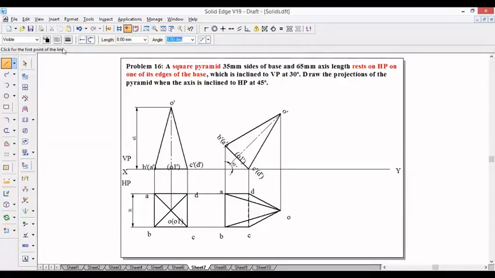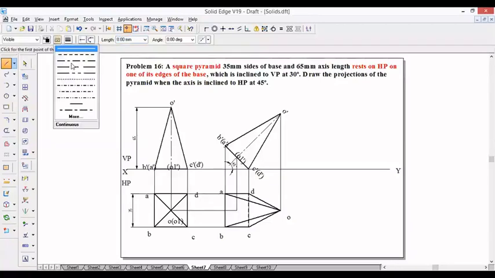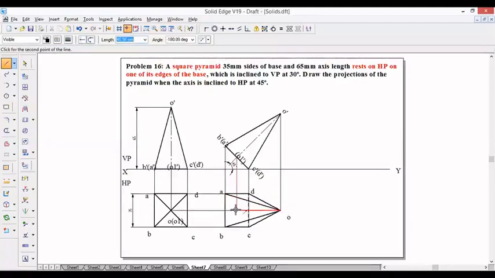Let's take the projection of the axis. O1 is here, and this is the projection of the axis. So show the axis O to O1, and that O1 is going to be invisible.